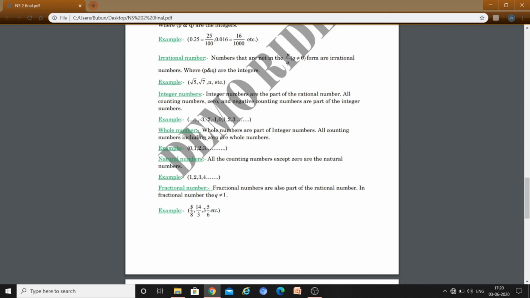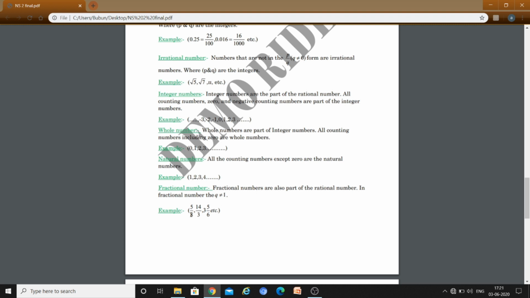Okay, now we have three examples here. First one is 5 by 8, second one is 14 by 3, and the third one is 3 and 5 by 6. Look here, the 5 is less than 8. So we can say this P is less than Q. If in a fraction the P is less than Q, we can say that this fractional number is a proper fraction.